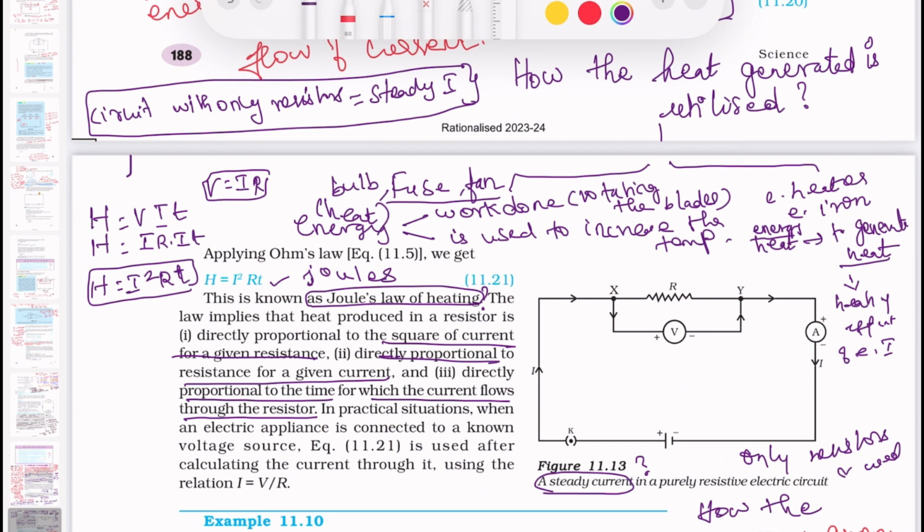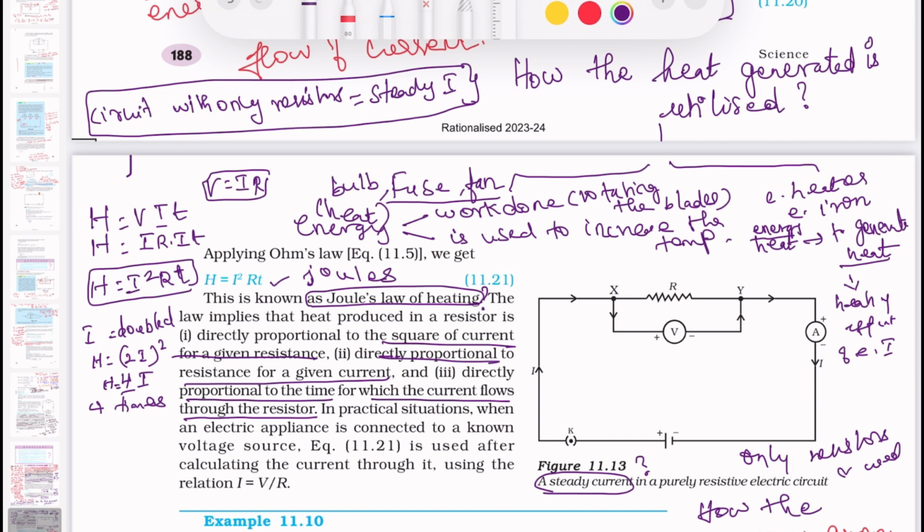Now what happens if the current is doubled? Consider I is doubled. What happens to the H? Because I is doubled, I know it is going to be 4 times the heat. So I is equal to 2I, the whole square, so H is equal to 4 times. H is increased 4 times. 4 times the heat is generated.